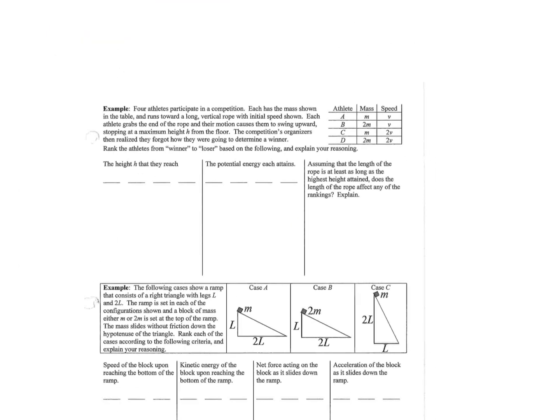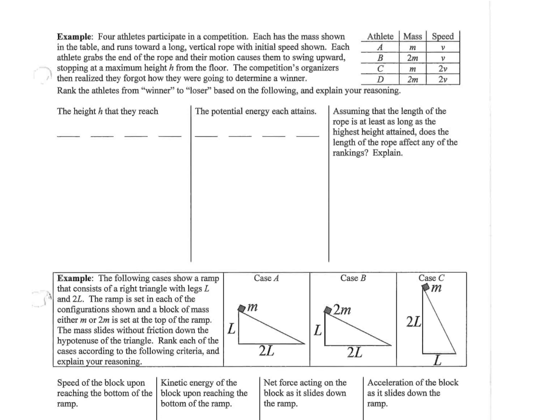So now, let's look at a couple examples here. Example 1. Four athletes participate in a competition. Each has a mass shown in the table and runs towards a long vertical rope with an initial speed shown. Each athlete grabs the end of the rope and their motion causes them to swing upward, stopping at a max height h from the floor. The competition's organizers realized they forgot how they were going to determine a winner. Rank the athletes from winner to loser based on the following, and explain your reasoning.